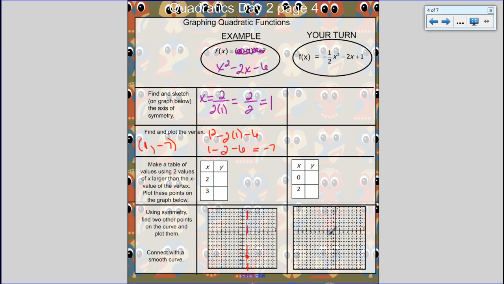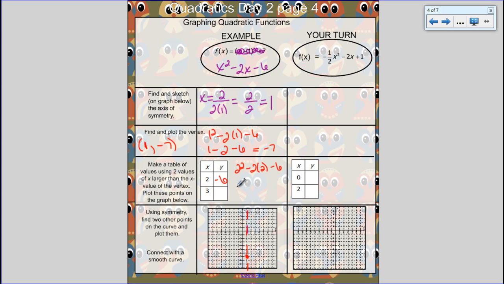Okay? So now it says to make a table of values using two values of x that are larger than the x value of the vertex. Well, the x value of my vertex is 1, so the two numbers bigger are 2 and 3. You could pick two other numbers, but those are the easiest. And then I have to plug those in to find out what the y value is. So I have to do 2 squared minus 2 times 2 minus 6. At this point, I'm just going to grab my calculator and type that in. I'm going to have 2 squared minus 2 times 2 minus 6, and that gives me negative 6.